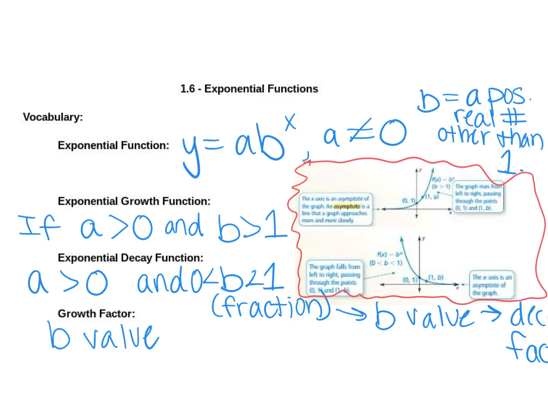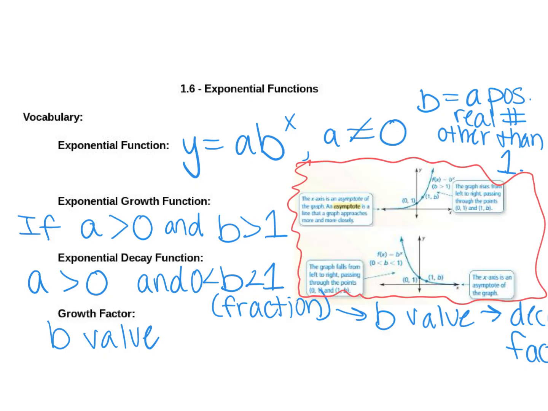Okay, there's a few properties. We're going to make a table to help us graph it. But an exponential function has something called an asymptote. Okay, the x-axis is an asymptote of the graph. An asymptote is a line that the graph approaches more and more closely, but it never crosses. So you'll see since you can't have 0 in your function there, that is why it has an asymptote. It's going to get closer and closer to the x-axis, but it will never quite cross it.